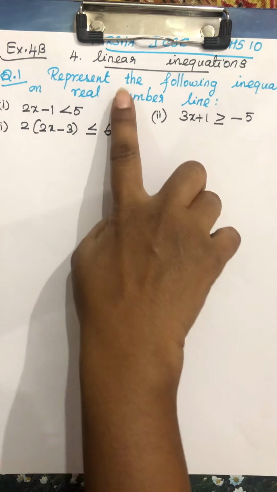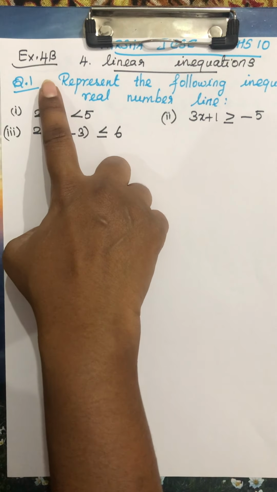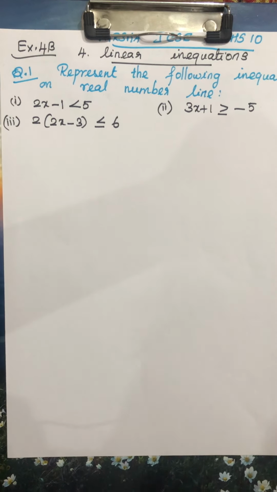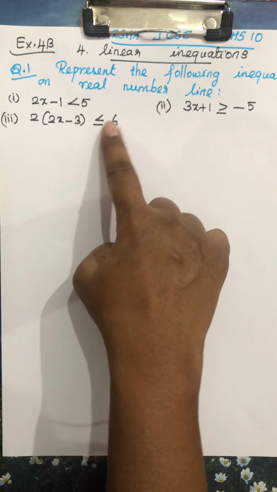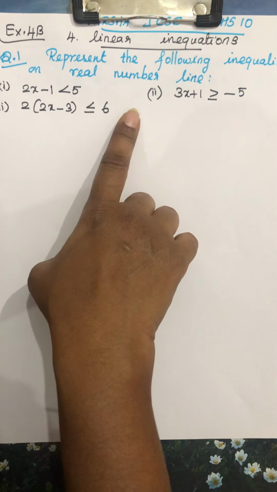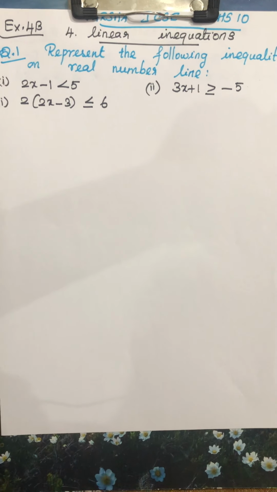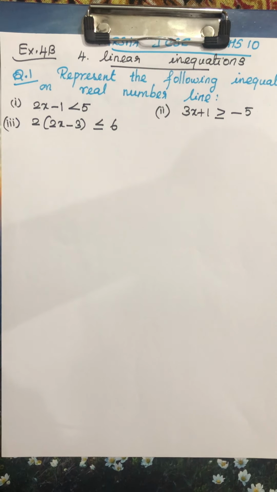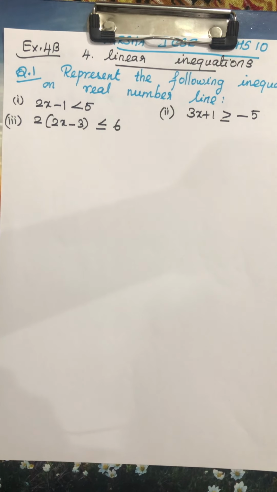This is your fourth lesson, Linear Inequations, Exercise 4B. This is your second exercise and question number 1. Represent the following inequalities on your real number line. You are going to draw a number line for each and every sum. I am going to do 3 subdivisions in this video. Please listen to the video carefully. Definitely you will be able to do the sums on your own. The aim of this video is to make the students do it on their own.